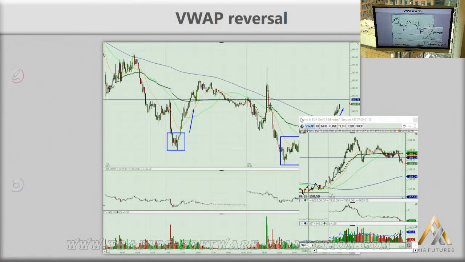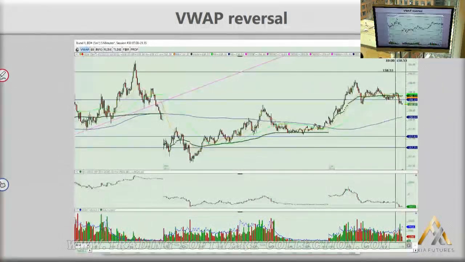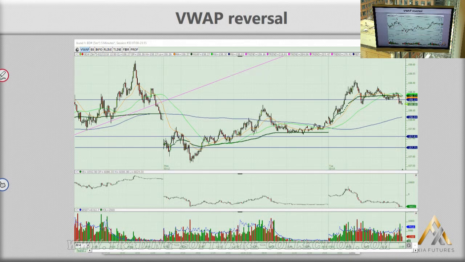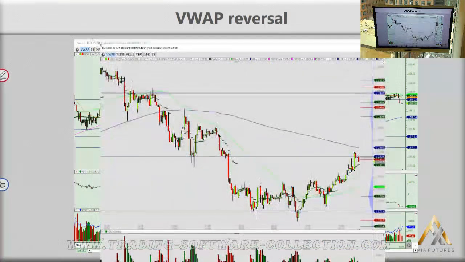Euro is just bouncing. Well, not exactly, but very close. Oh, what, the euro's bounced off its VWAP? Yeah, but it could go over perhaps. Who knows? But right now it's bouncing. Yeah, I see what you mean. You look at that.